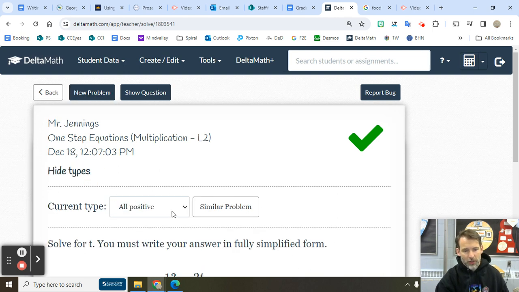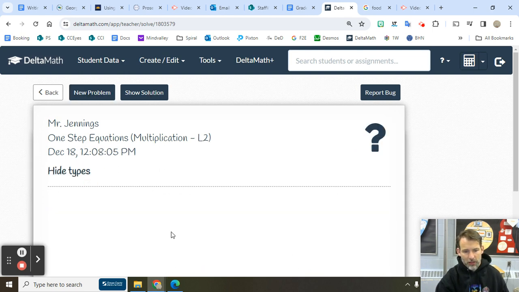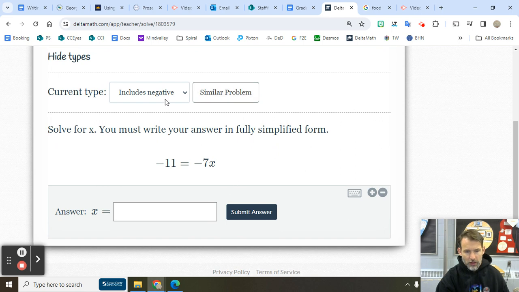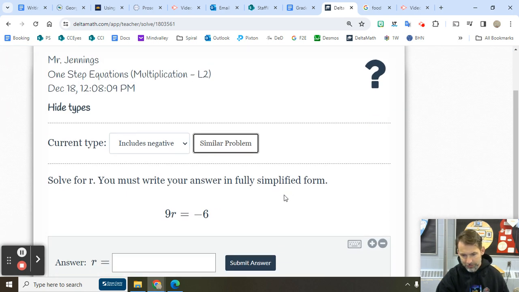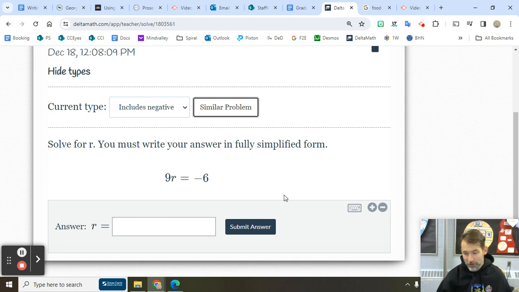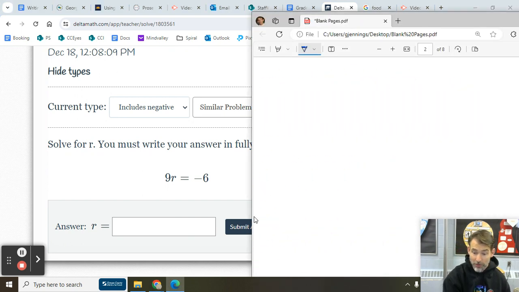Yay. Now if I go in here, all positive or includes negative, sure. Okay, let's go. All right, that's a problem. There, that's a good one. All right, so let's do this one. 9r equals negative 6. So how do we do this one, Mr. Jennings? It's that student showing up again with great questions.